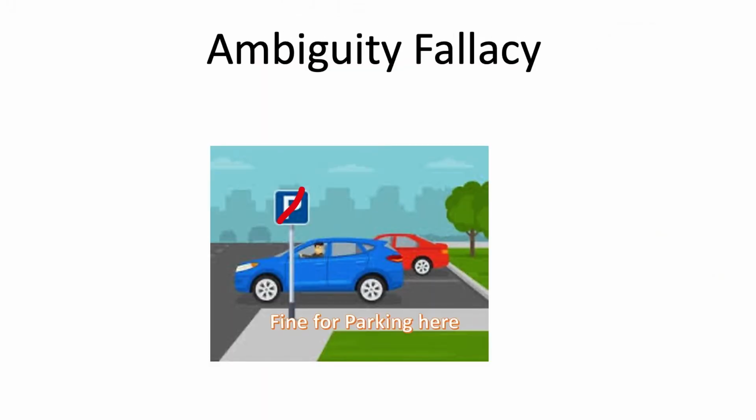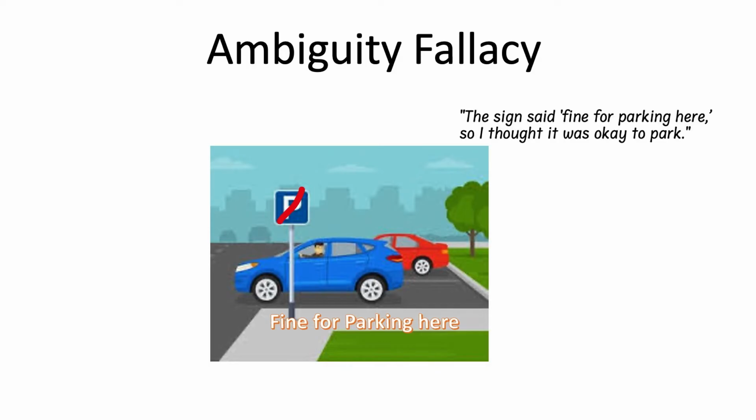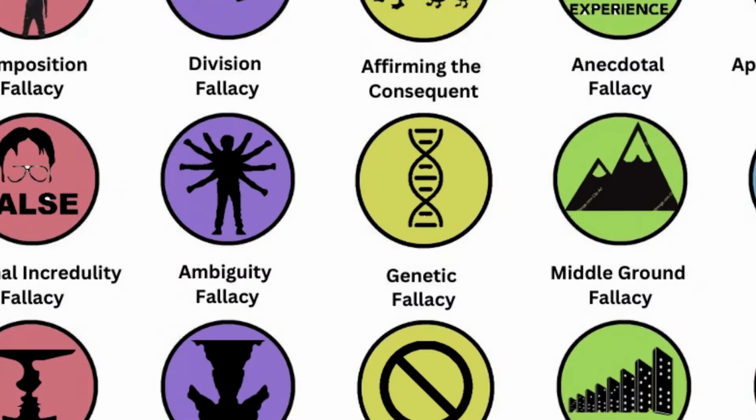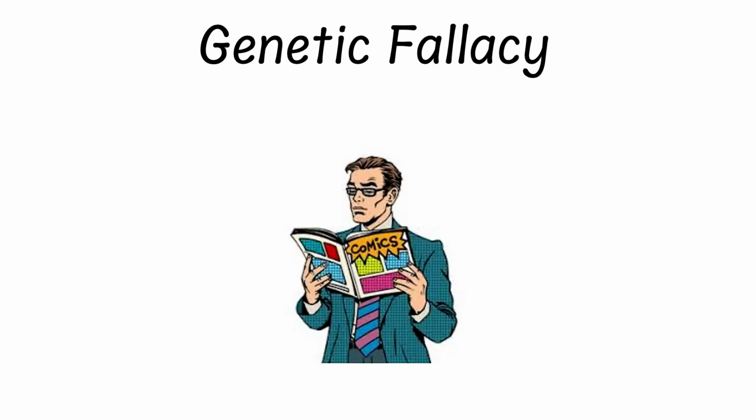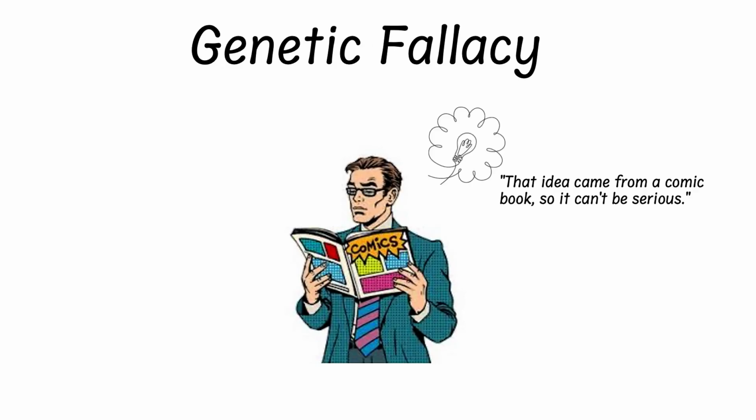Ambiguity fallacy. The ambiguity fallacy exploits the multiple meanings of a word or phrase to mislead or confuse. It uses ambiguity to create misunderstandings and false conclusions. Genetic fallacy. The genetic fallacy judges something based on its origin or source rather than its current meaning or context. It dismisses or accepts an argument solely based on where it came from.